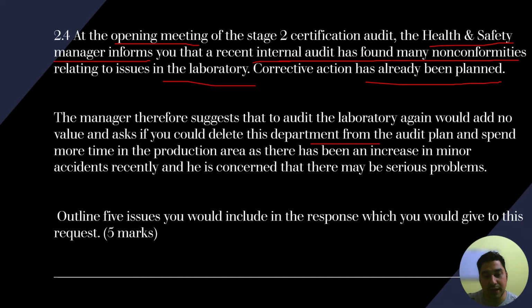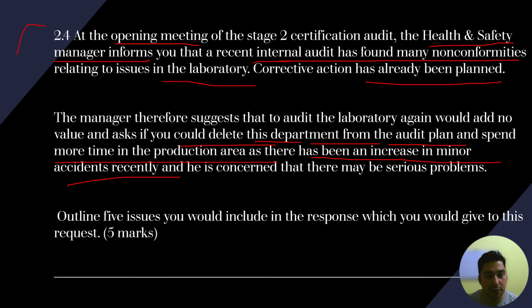So the manager is saying to delete the laboratory department from the audit plan, not do the audit in that department, and spend more time in the production area, as there has been an increase in minor accidents recently. He's saying don't do the audit in the laboratory, because as per the internal audit, the health and safety team have done the audit there. And he says spend more time in the production area because minor accidents have increased, and he considers that there may be a serious problem. That is the request by the health and safety manager. This is the scenario.